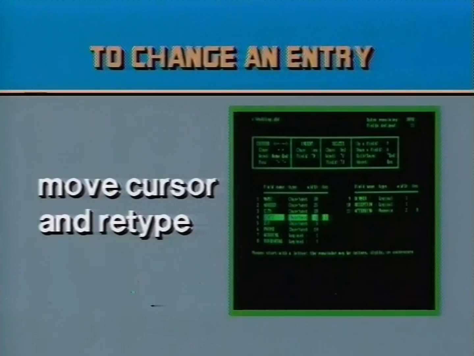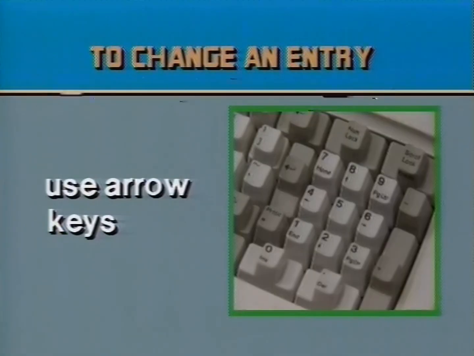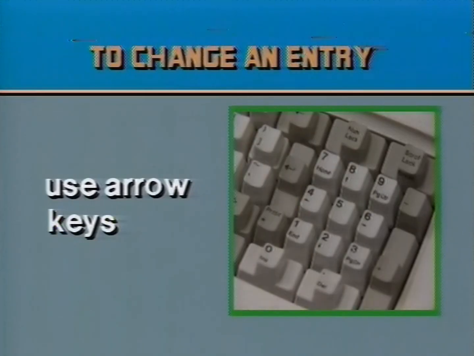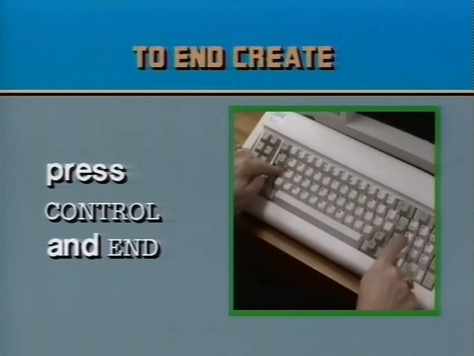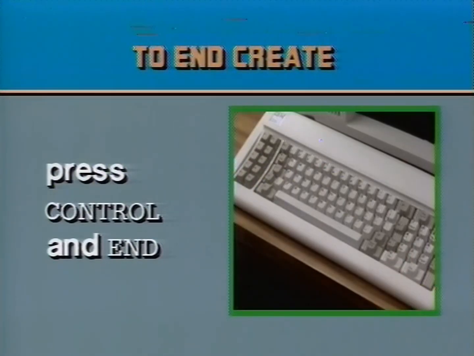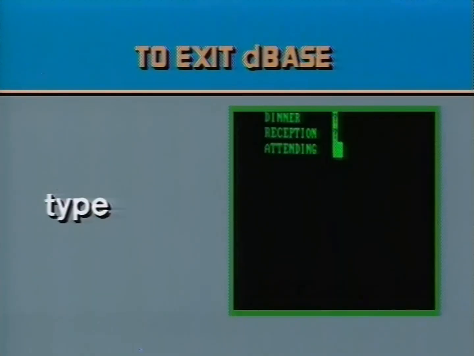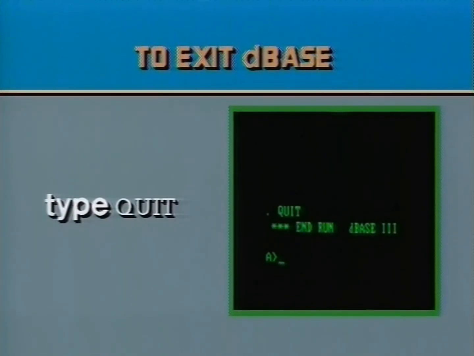To change an entry, move the cursor to the item and retype it. Use the arrow keys to move the cursor. To end the process of creating the database structure, press Ctrl End. Now you may choose to enter data. To stop the data entry process itself, also press Ctrl End. To exit from dBASE, use the command quit. Quit closes your database file and saves all of the data you've entered.